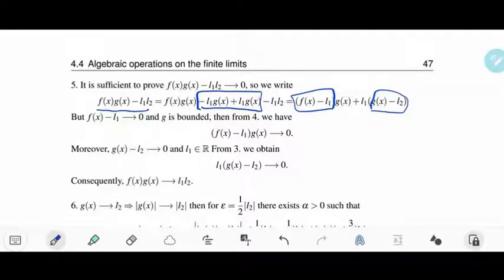And since I have a function that tends to 0 in here, and a function in here that is bounded in the neighborhood of A, because it's tending to a finite limit in the neighborhood of A, so it's bounded, of course. So since I have this product, a bounded function in the neighborhood of A times a function that goes to 0, then the product will tend to 0. Same thing in here. g of x minus L2 tends to 0, and L1 is a constant, it's bounded, then the product tends to 0. So we have all this that tends to 0, so f times g tends to L1 times L2.